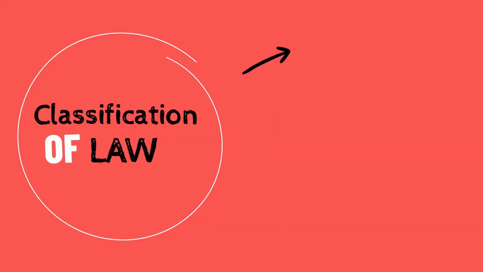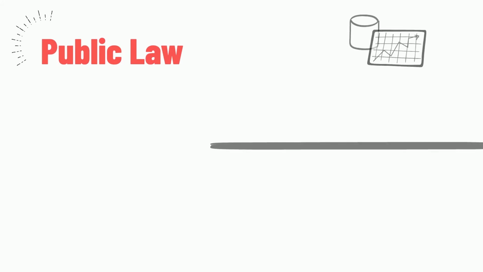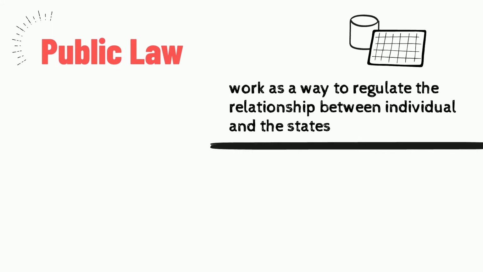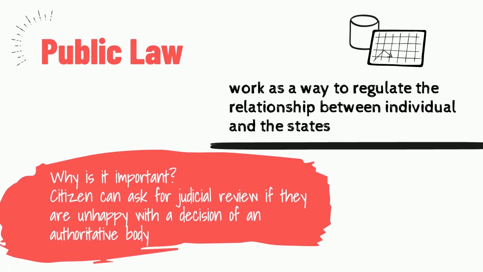Classification of law has three types. The first one is public law, the second one is private law, and the third one is international law. Public law works as a way to regulate the relationship between individuals and the state. Why is it important? Citizens can ask for judicial review if they are unhappy with a decision of an authoritative body.